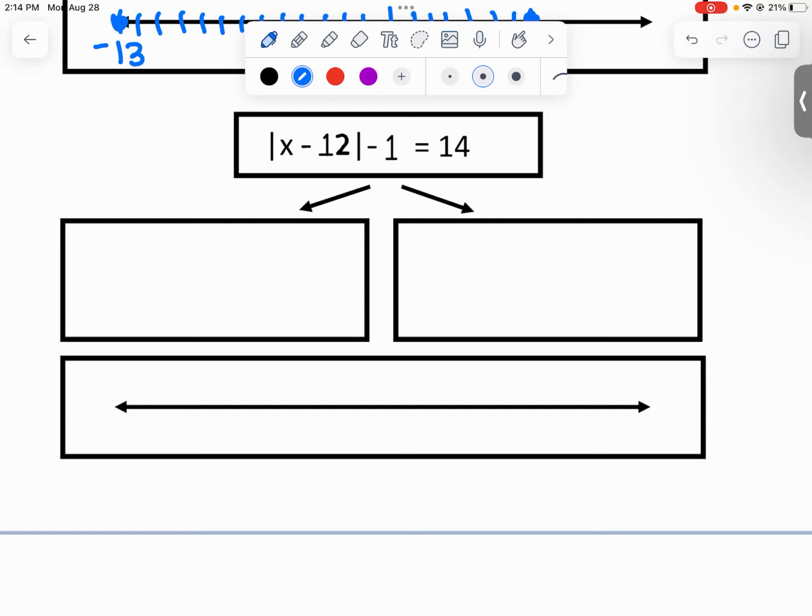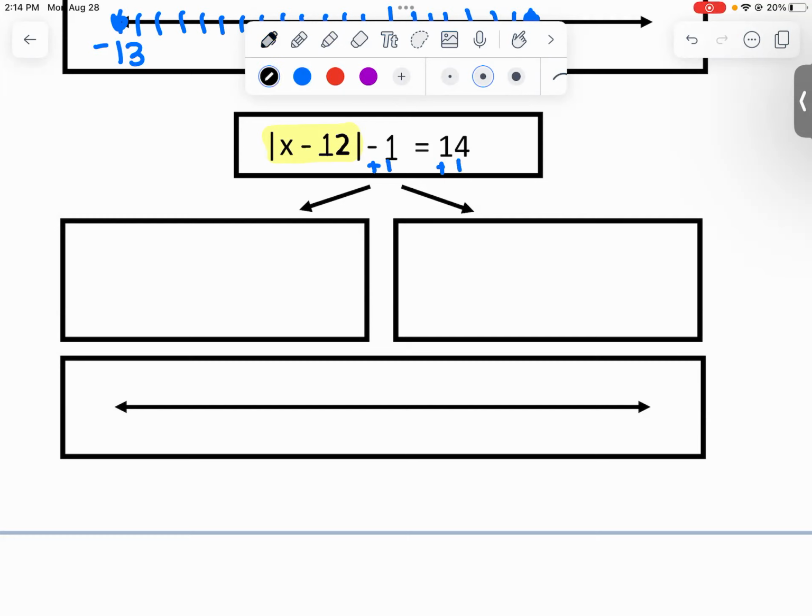Henry: we need a balance of work because we need just the absolute value. You're right. We need the absolute value to be by itself. I really like how Henry said we need to balance it out. In order to balance it out to get the absolute value by itself, what are we going to have to do? We would have to add 1.